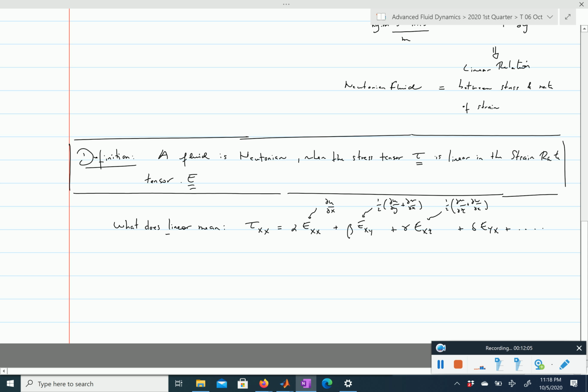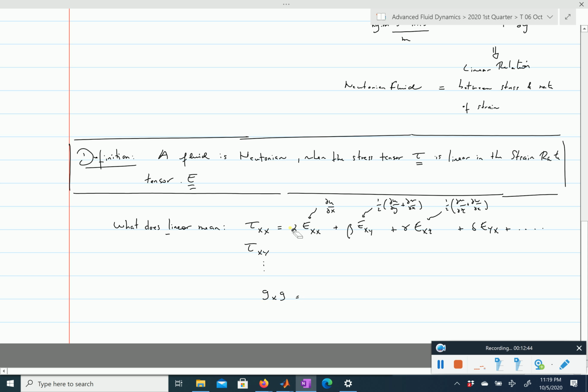So I have a matrix. E is a 9×9 matrix, so I could write Txx, this normal stress, as a linear combination of the 9 elements within the matrix of the strain rate tensor. And we could write this not just for Txx, but for all of the 9 components of our stress tensor. So in principle, this linear relationship between the stress tensor and the rate of strain tensor would comprise 9 times 9 constants.